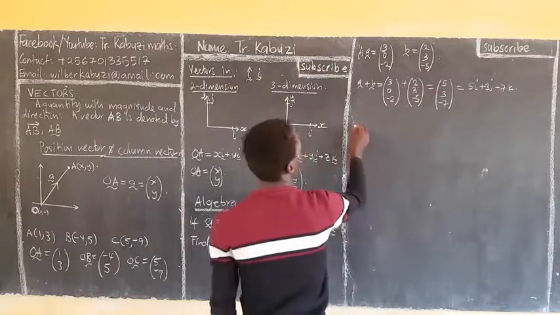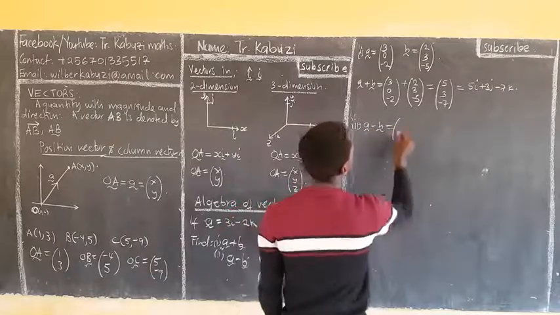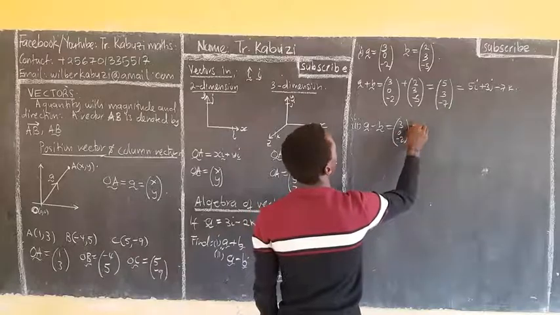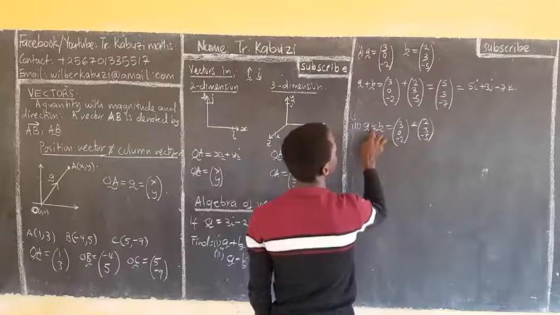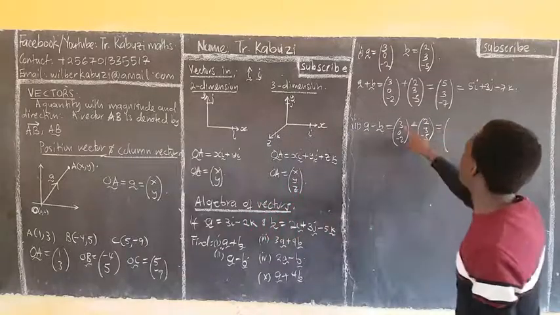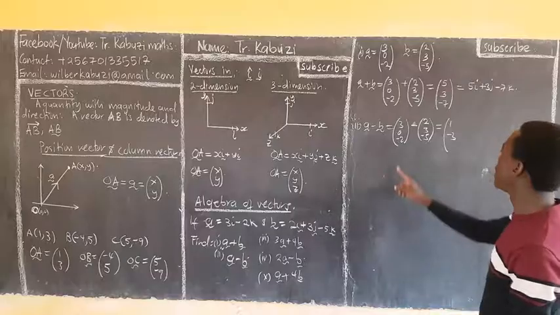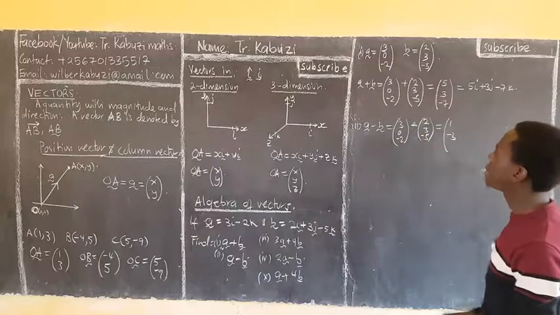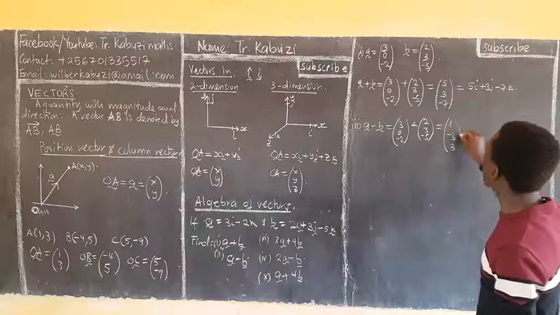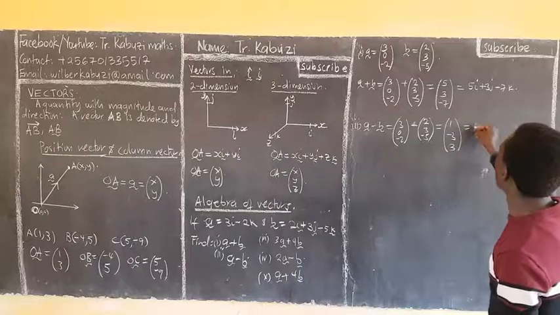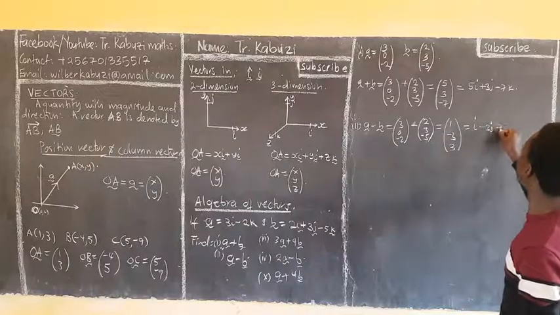When I come to number 2, I want a minus b. A minus b, just substitute 3, 0, negative 2 minus 2, 3, negative 5. This time I'm subtracting. So you see, 3 minus 2 I get 1, 0 minus 3, I get negative 3, then negative 2 minus negative 5, I have negative 2 plus 5, which will be 3. Now in the ijk notation, this is 1, which you can just write as i, minus 3j, plus 3k.